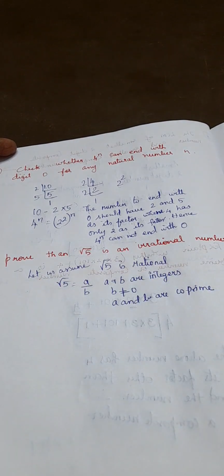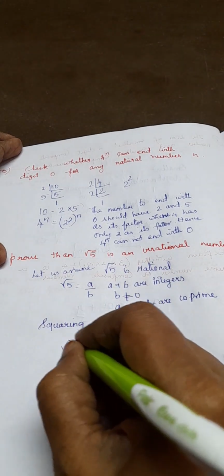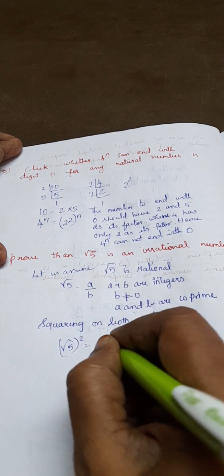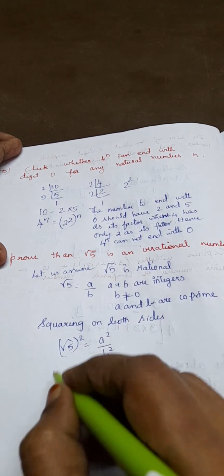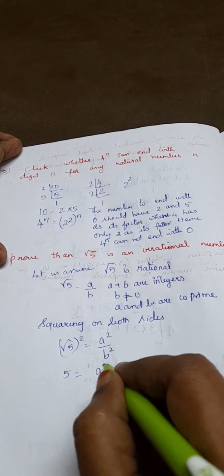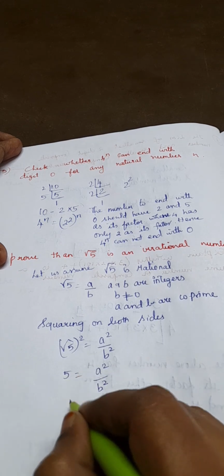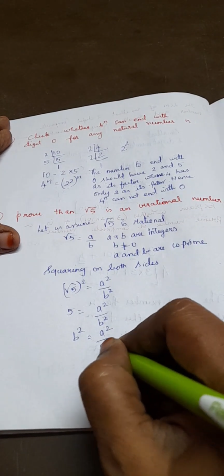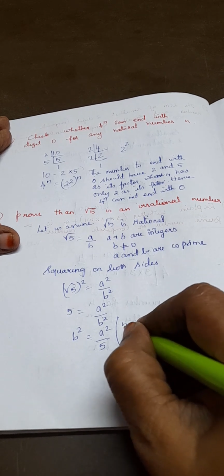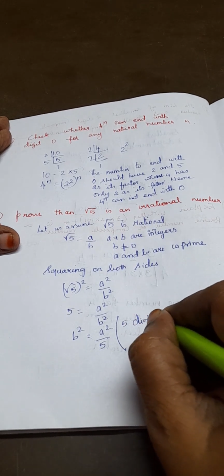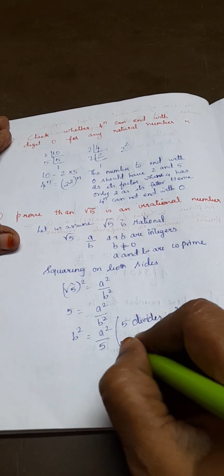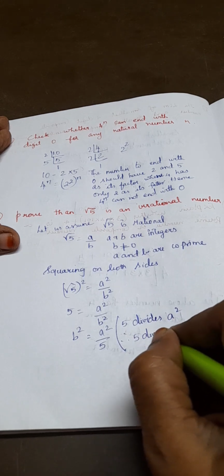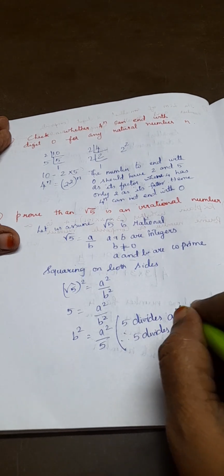Now squaring on both sides. So root 5 square equals a square by b square. So 5 equals a square by b square. This b square will go over here. B square equals a square by 5. Here we are writing 5 divides a square. Therefore 5 divides a.